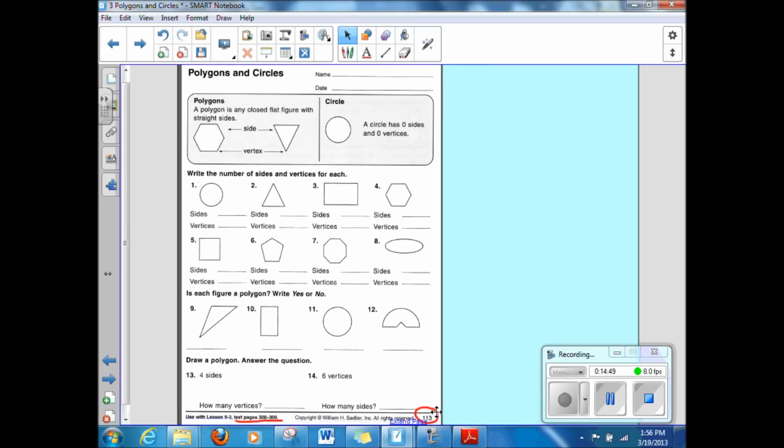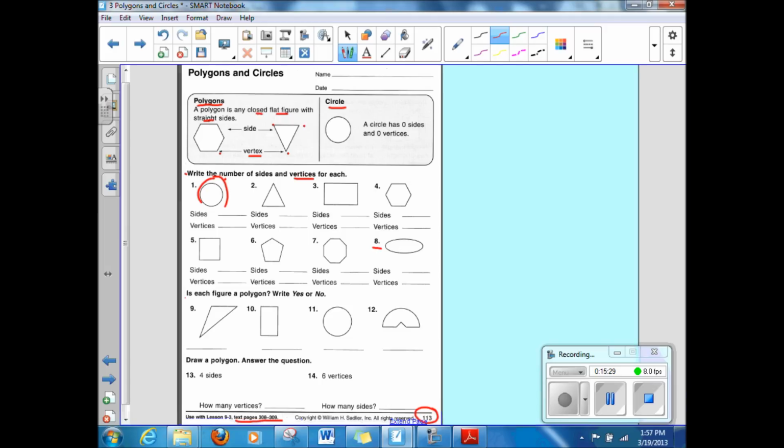Now then, let's take a look at your lesson called Polygons and Circles on page 113. At the top of the paper, remember we talked about polygons and we talked about circles. We said the polygon was any closed flat figure with straight sides. We also talked about the word vertex. Each one of these places where a straight side comes together is a vertex. If there's more than one vertex, it's called vertices. Let's look at the instructions for the first set. Here it says, write the number of sides and the vertices for each. How many sides does a circle have? How many vertices? And so on, up to number 8, number of sides and vertices.